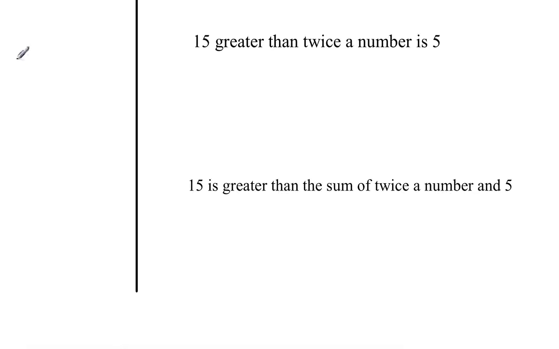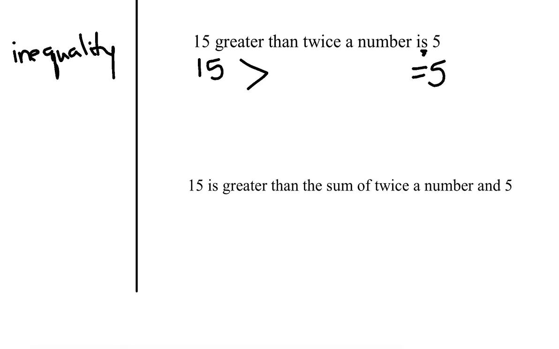All right, so let's write an inequality. 15 greater than, so we all want to think it's the greater than sign. But we have the word is here, so we know that's where it's going to equal. So greater than twice a number is 5. So it's not a greater than sign. Because we have that, we have to realize this is when greater than is just adding. So in this case, it's not an inequality.